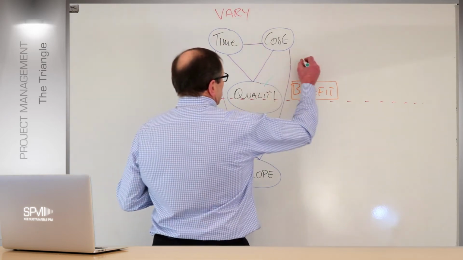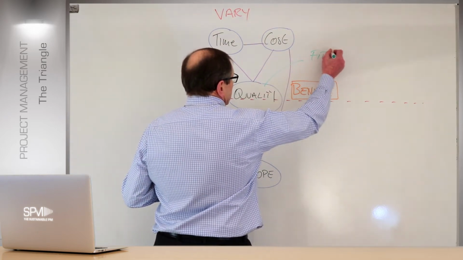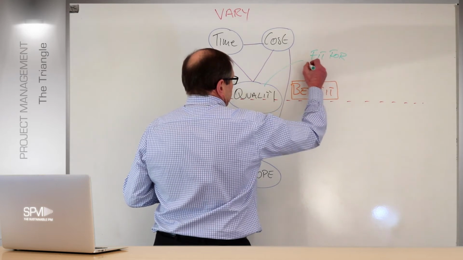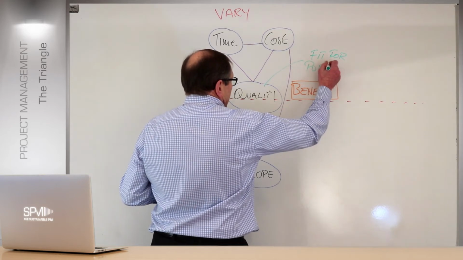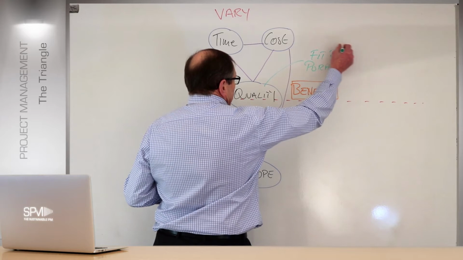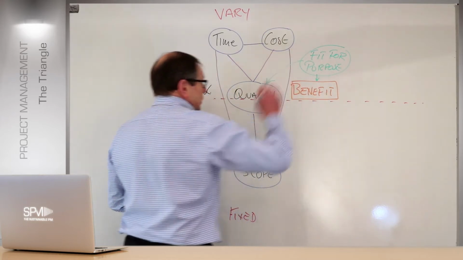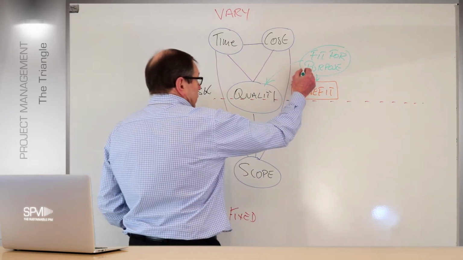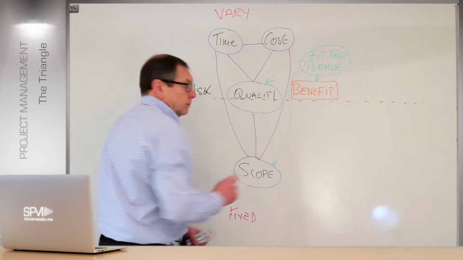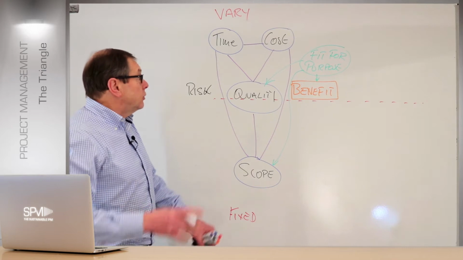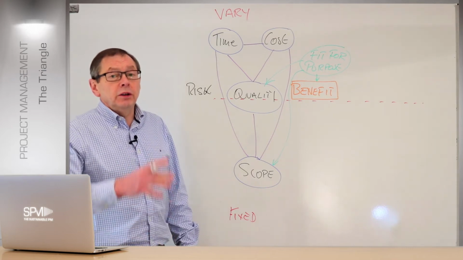The quality needs to be fit for purpose, right? It has to do the job it is going to do. And that job is to realize the benefit. And therefore, that is linked to the scope. Right? It needs to do the job it is going to do.